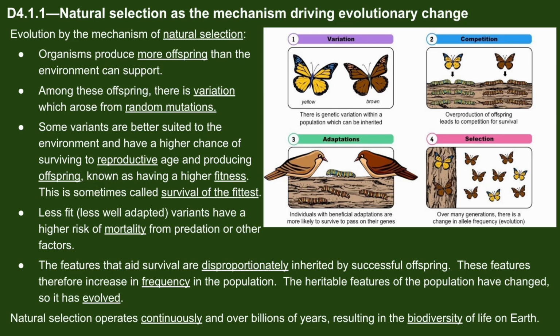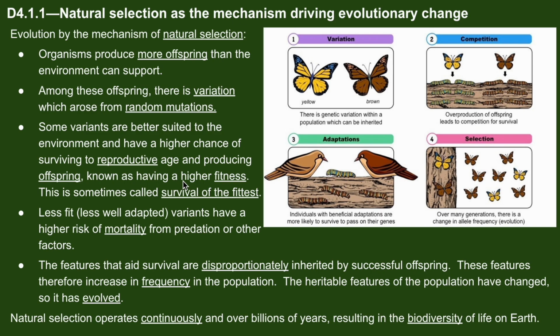The reason that we see evolution happening through the mechanism of natural selection is because organisms produce more offspring than the environment can support. Among those offspring, there's variation which arose from random mutations, and some of those variants are just going to be better suited to the environment. We say that they have a higher fitness.